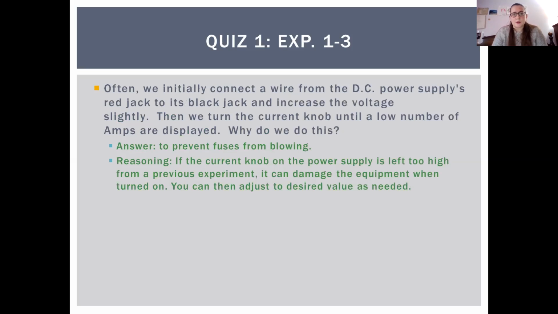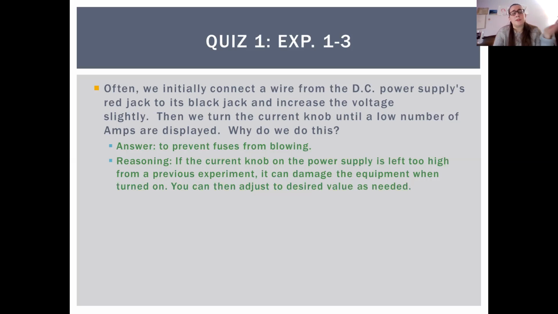All right, next question. This pertains mostly to experiment 2, potentially a little bit of experiment 3, but just experiments in general. Often we initially connect a wire from the DC power supply's red jack to its black jack, and then increase the voltage slightly. And then we decrease the current knob all the way down to basically 0, or often he had us at 0.3 amps. And the question was, why do we do this? And the reason is so that we don't blow the fuses in whatever equipment we have plugged in, right?